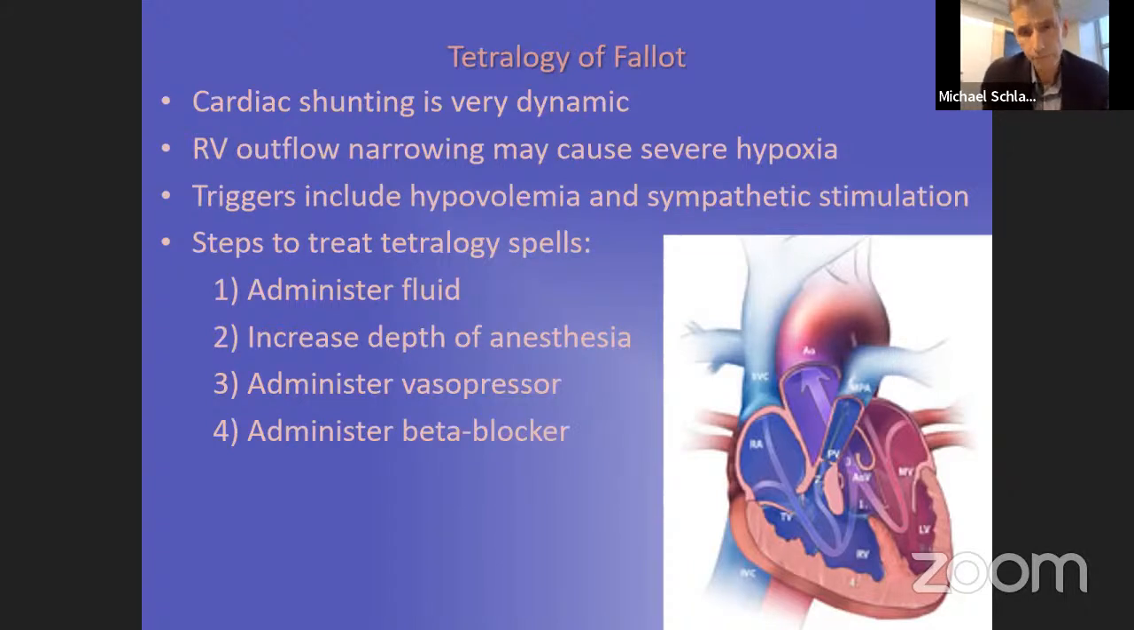One should increase the depth of anesthesia in order to reduce the sympathetic tone. And only then should one consider more aggressive steps, such as the administration of vasopressors in order to increase SVR, in order to drive blood back from the systemic into the pulmonary system, or beta blockers in order to relax the musculature. Next slide.